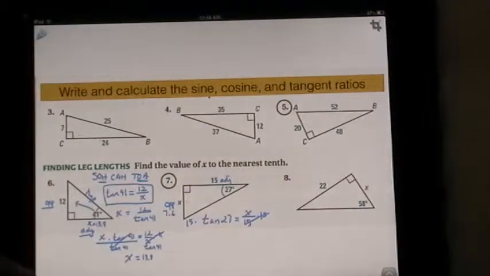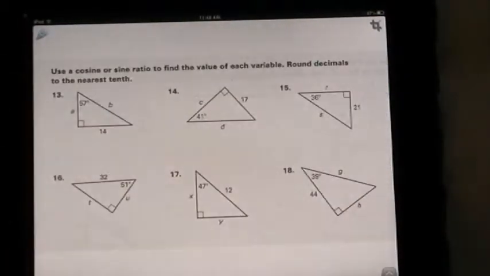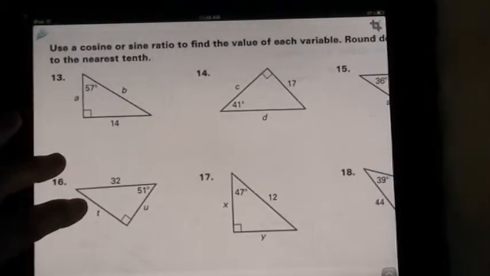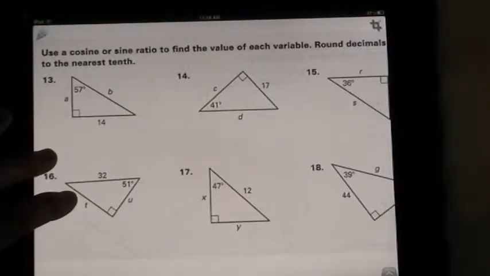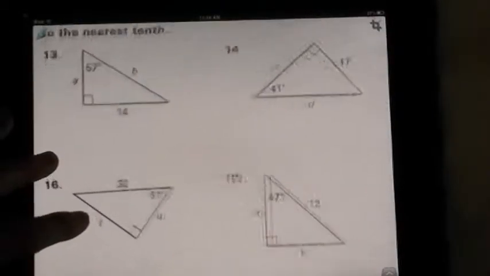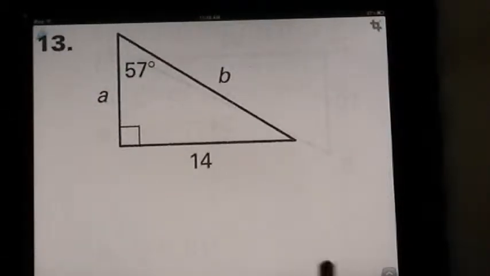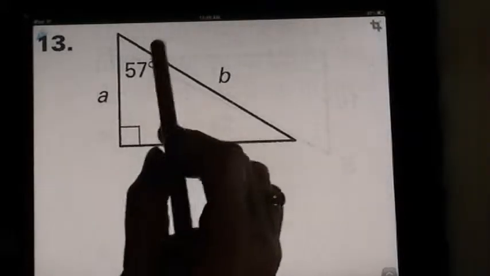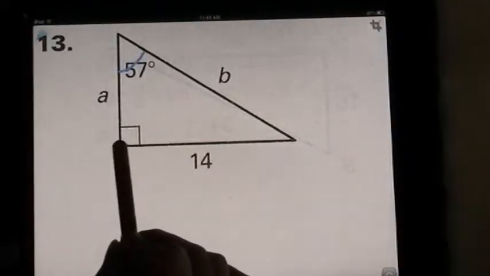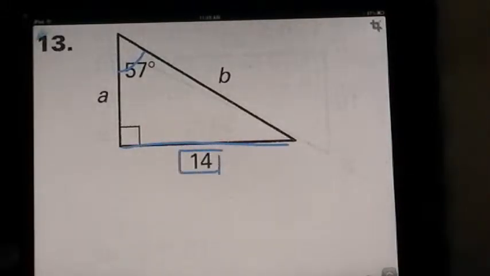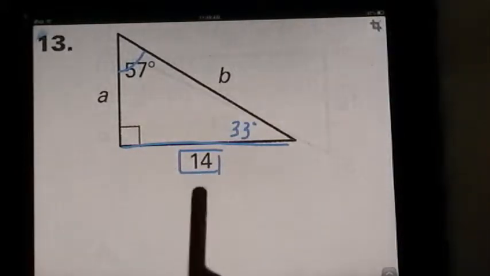Okay, let's get some different kinds of problems here. This says use a sine or cosine ratio to find the value of each variable. Round decimals to the nearest tenth. Well, I'm actually going to use either cosine, sine, or tangent because I want you to learn to use any of them. So here we have a 57-degree angle, and the opposite side is the one we have a number for, which is 14. Now I want to remind you that you can find the other angle by saying 90 minus 57, which is 33. So you can use either of these angles using a sine, cosine, or tangent ratio.